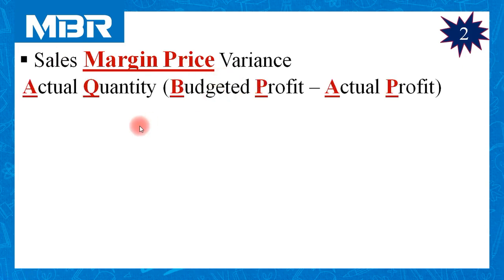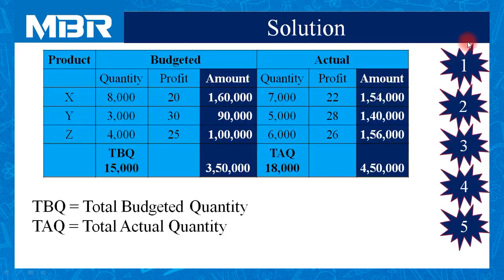Formula same as earlier, actual quantity into bracket budgeted profit minus actual profit. In sales price variance, we have used price factor, but here we need to calculate based on profit, or you can say margin. Formula in its short form, AQ into bracket BP minus AP. You can check your question.